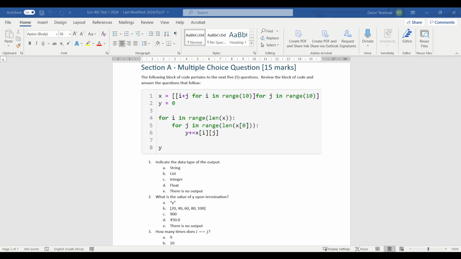Did you guys understand the process of elimination? Right? We already know it's an integer, so it can't be a, because a is a string. Cannot be b, because b is a list. Cannot be d, because d is a float, so it's either going to be c or e. Right? So then you need to decide, is there going to be an output or not? There's no output, so you're saying e. Okay? Let us go test that out.